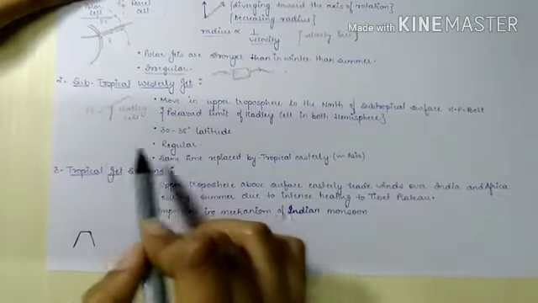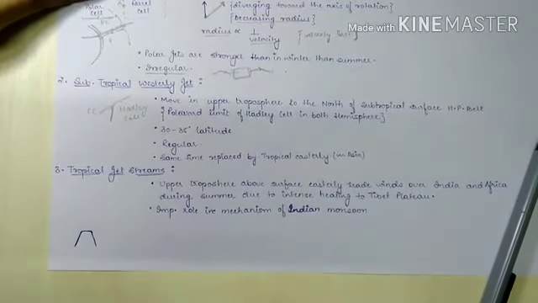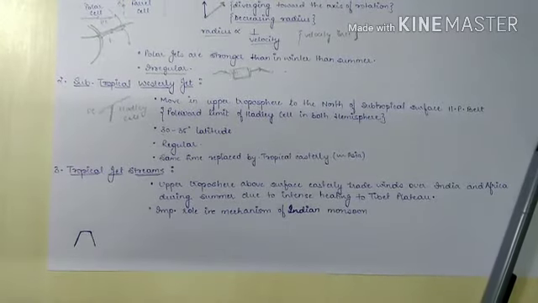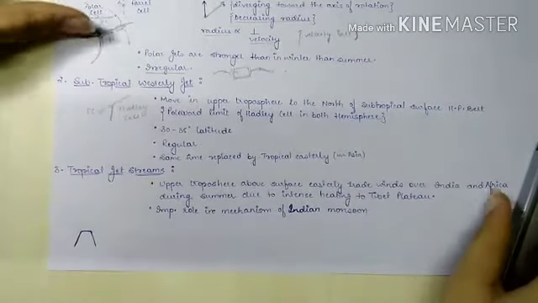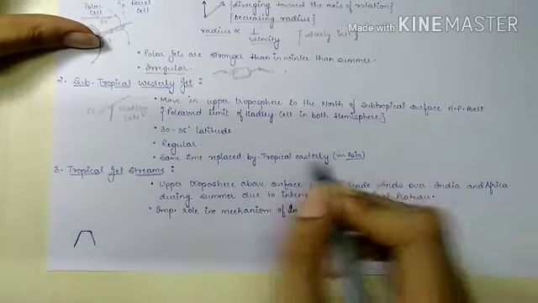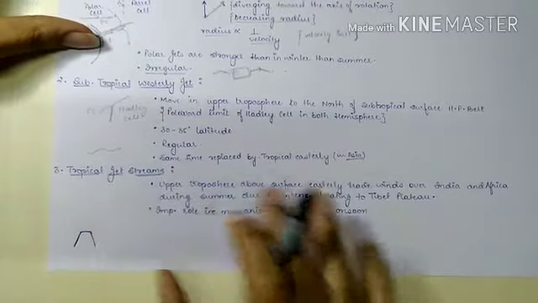They are regular. But sometimes in Asia, because we have the tropical jet stream in Asia, they are replaced by these tropical easterlies. But that happens only in Asia. Otherwise, in the rest of the world, they are continuous and regular.